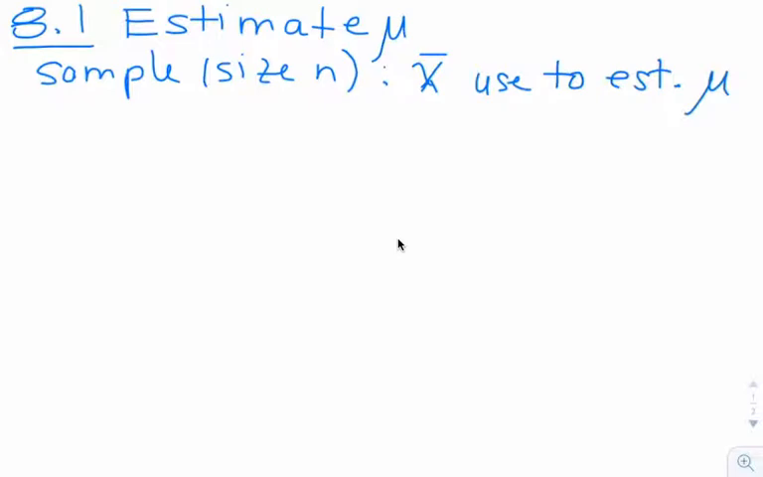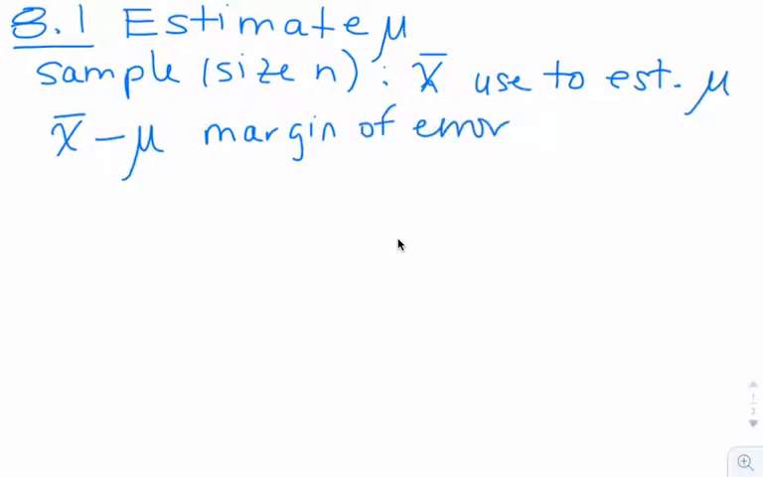So what we're going to do is say, well, I don't know what the value actually is, but there's going to be some difference between what I guess and what the actual value is. We call that our margin of error. Of course, we could guess too big, we could guess too small, so we could also use just the absolute value.